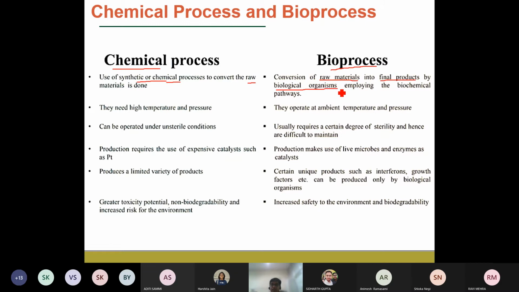These biological organisms are acting like a catalyst, or they act directly on the raw materials, or they produce enzymes, and those enzymes convert the raw materials into the particular products. And they do it through a route which is already defined, called the biochemical pathway.